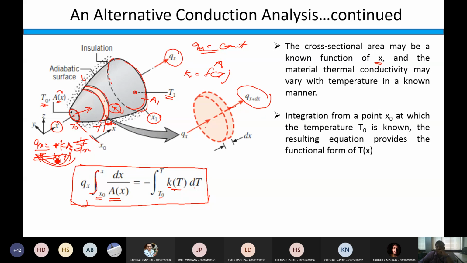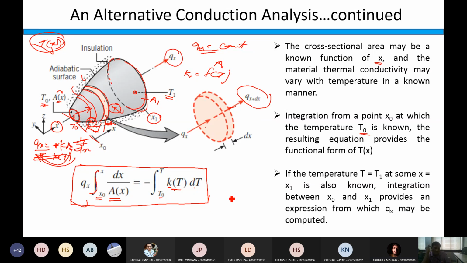Now, second point, integration from a point x naught, meaning this point at which the temperature T naught is known. So this will be known to you, temperature T naught. The resulting equation provides the temperature distribution T(x). So if I know the temperature at this phase, I can take this ring at any known distance x from this phase, and then I can simply find out the temperature distribution. I can find out the expression for this. Is it clear?